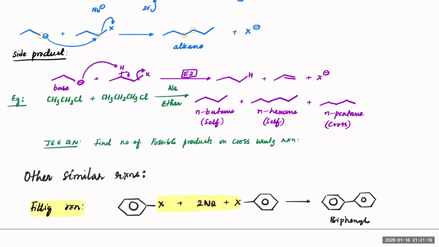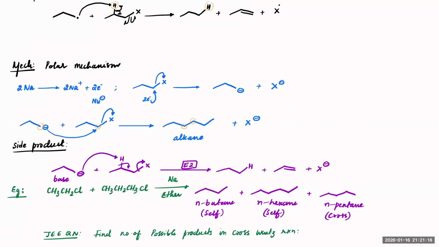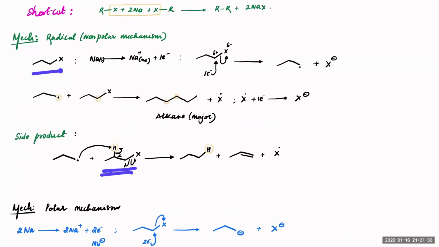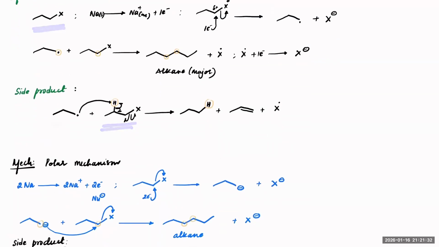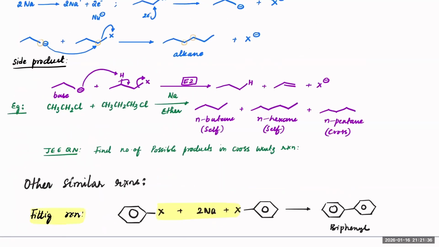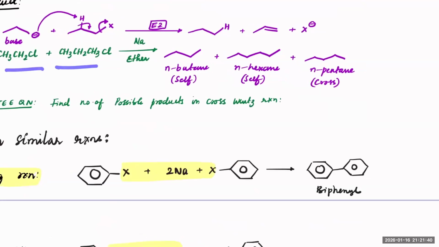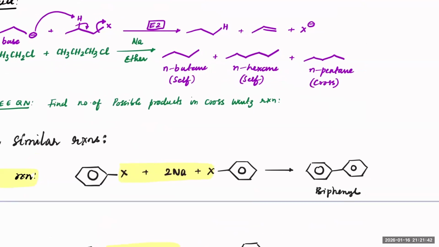But are these the only products? Have you noticed earlier that when you have a propyl halide, you were getting two side products from this propyl halide? One is propane, the other one is propene, which means even these two will give you side products as well. So what are the other side products? Let me write down. One is the propane.